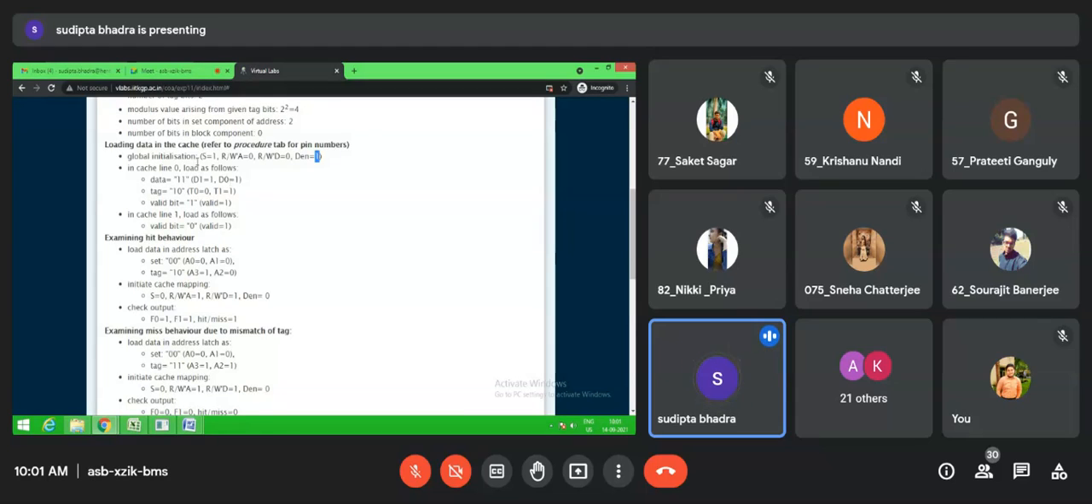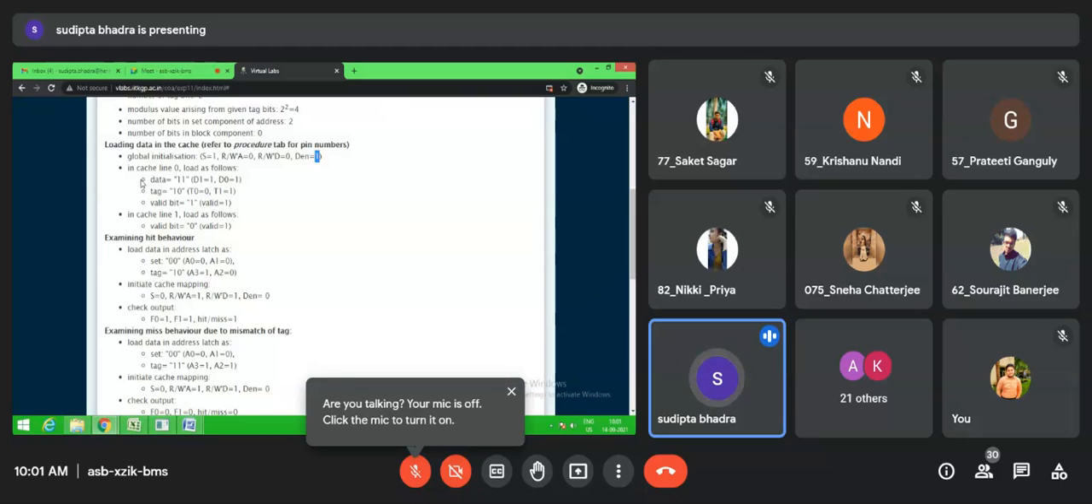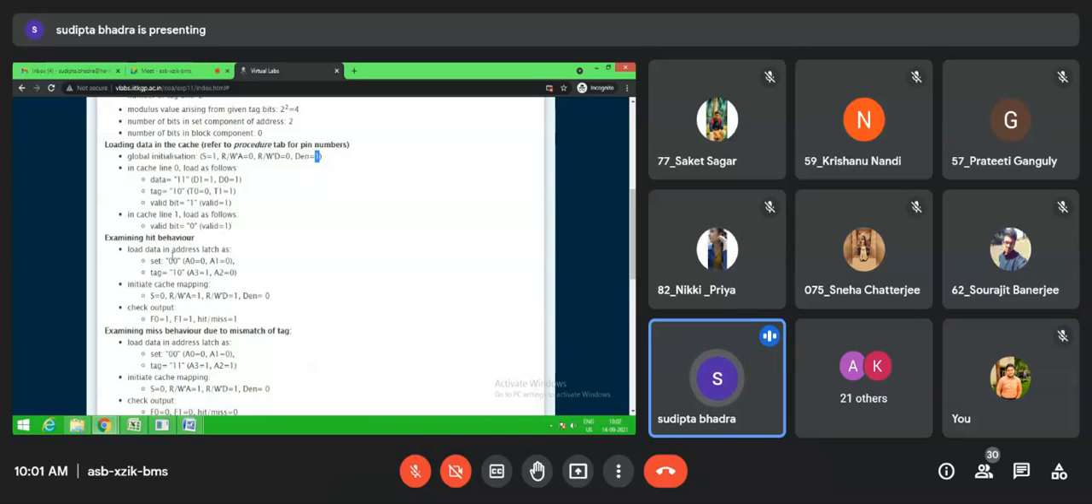So here, global initialization says that S equal to 1, and read write of A and D will be 0. We know that when the read write bit is 0, it means write. That's why it is 0. And here you are doing the write, meaning we are populating the cache with some data, so den is 1. Then we also set the data bits, tag bits, validity bit, and the load address.